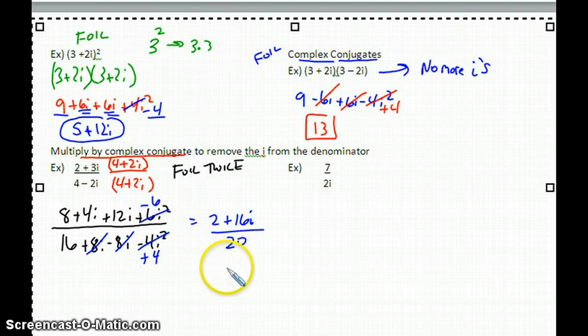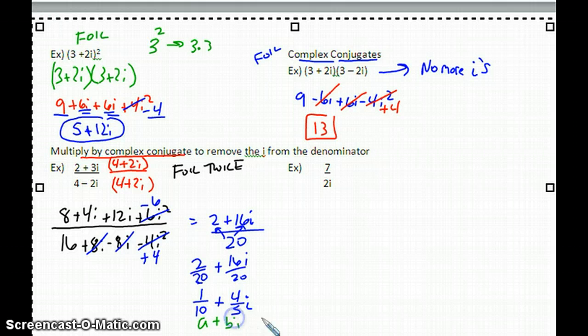But again, we want to write this as a number in standard form. So this 20 is really being divided into both of these numbers. So this is really 2 over 20 plus 16i over 20. Simplifying from here, you would get 1/10 plus, 4 goes into both of those, 4/5 i. Again, you want to keep your numbers in the a plus bi form. So that would be my final answer. Simplify if you can. Remember that 20 goes into both of these numerators.